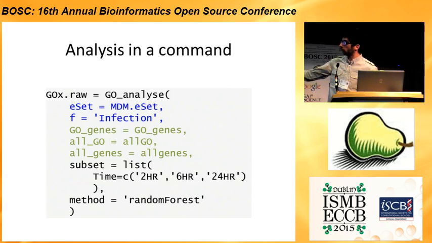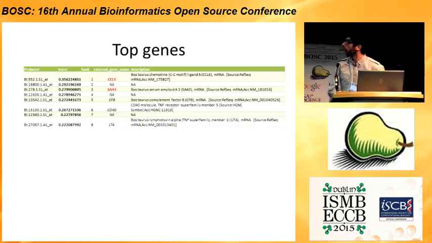Here, I decided to work only with time points post-infection, so I filter out time 0. You can put whatever you want here. The manual is as explicit as I could make it. And then the random forest is the default anyway. Once that's done, the first place I usually go to is the top genes, which are the best classifiers.